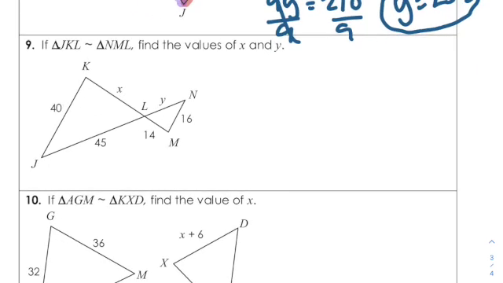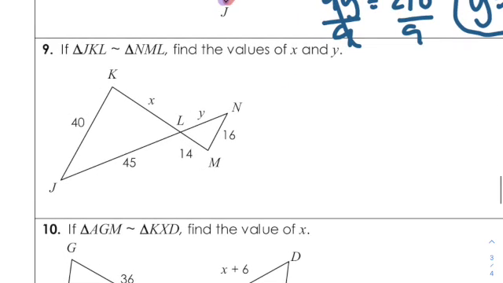So number 9 is kind of the same thing, okay? It says the triangle JKL is similar to triangle NML. Find the values of x and y, okay? So again, I usually like to start with finding my x, okay? So I'll write my x over. So x is on KL. When we look at our similarity statement, KL is the last two letters, ML is the last two letters, so they are proportional. Okay, so it's x over, and then we found out ML right here was 14.